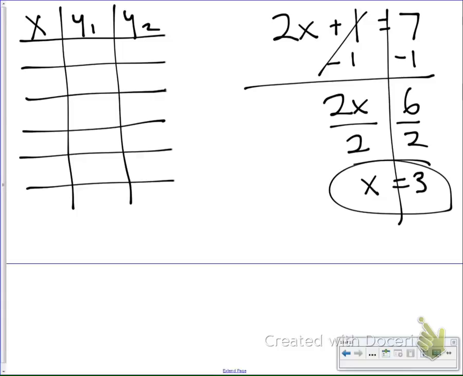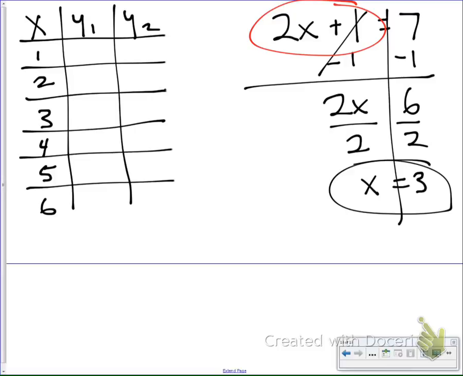In my x column, I want to start out by putting my answer in there, 3, and then I want to put some numbers below it, and I want to put some numbers above it, just so I can see what's going on. That's my x1 column. Now, my y1 column is going to be filled with solutions to the original expression right here. And what I'm going to do is, instead of the x value in there, I'm going to plug in the x's from the table.